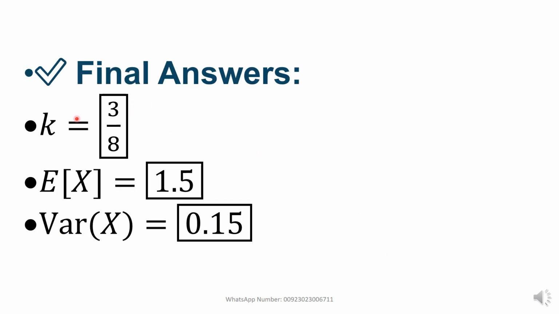Final answer. Value of k equal to 3 upon 8, E of x equal to 1.5, which we found in the second point. Variance equal to 0.15.